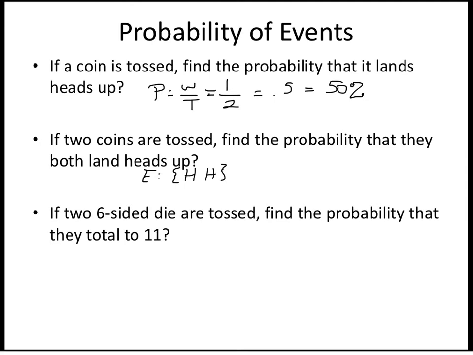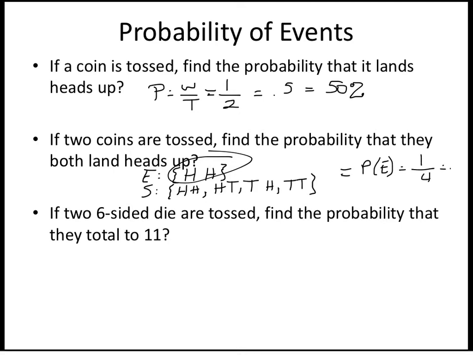Well, the sample space, when we calculate this out: I could have both of them be heads. I could have the first one be heads and the next one be tails. I could have the first one be tails and the next one be heads. Or I could have them both be tails. Those are the 4 possible outcomes of how I could flip these coins. Well, if I want only one of these 4, then the probability of my event happening is 1/4, or 0.25, or 25%.